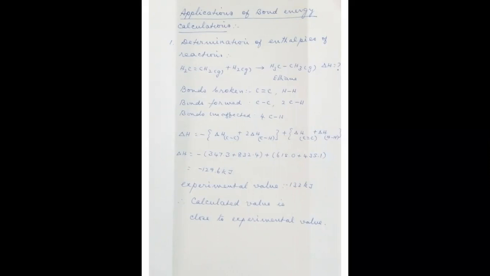Whenever there is a bond breakage, it has to be written as the energy that we supply, in positive sign. What are all the new bonds formed? The same bond energy has to be given in the minus sign because heat is evolved when the bond is formed. So look here, it is minus delta H C-C plus 2 into delta H C-H. So bond broken, delta H C=C plus delta H H-H.